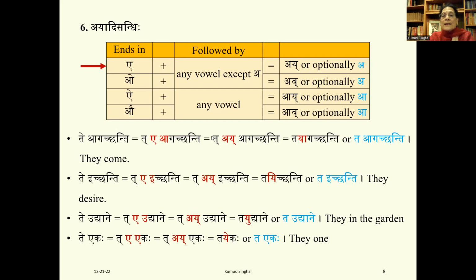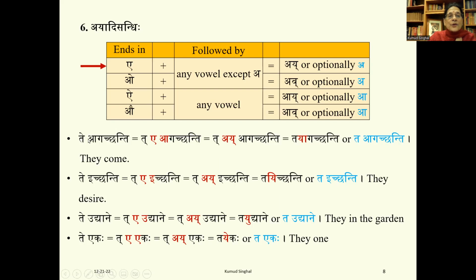Or a is replaced by a. This is dropped, there's no ya here. So the optional form will be ta agachanti. So the optional form, even this ya is dropped. So only ta and a combine to make ta. So ta agachanti is the optional form. And these optional forms are used more often than this form, especially in Bhagavad Gita. You will see the optional forms used more.